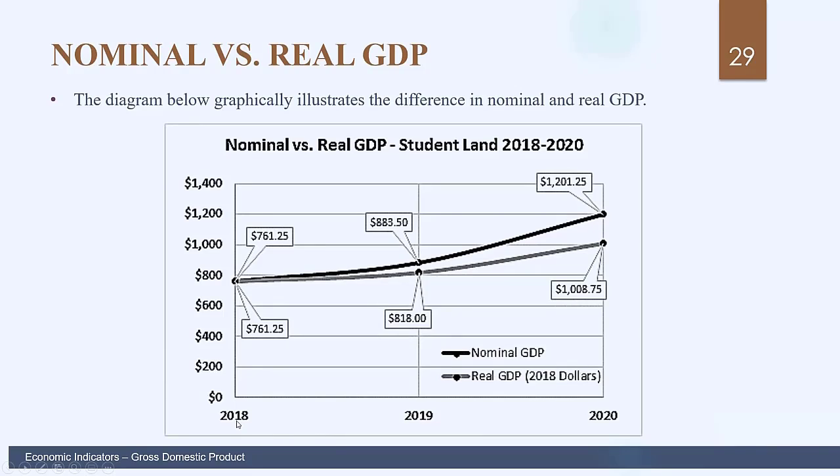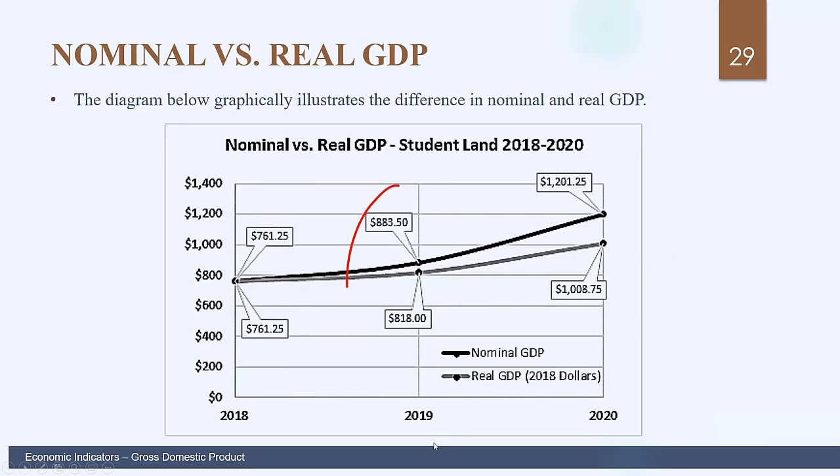So in 2018, nominal and real GDP are the same value. Note that whatever year we choose for the base year, nominal and real GDP are going to be the same, because in the base year, we're going to be using those prices to calculate real GDP in the other years. So since the prices and the quantities in the base year are the ones we're going to use for real and nominal GDP, they're going to be the same.